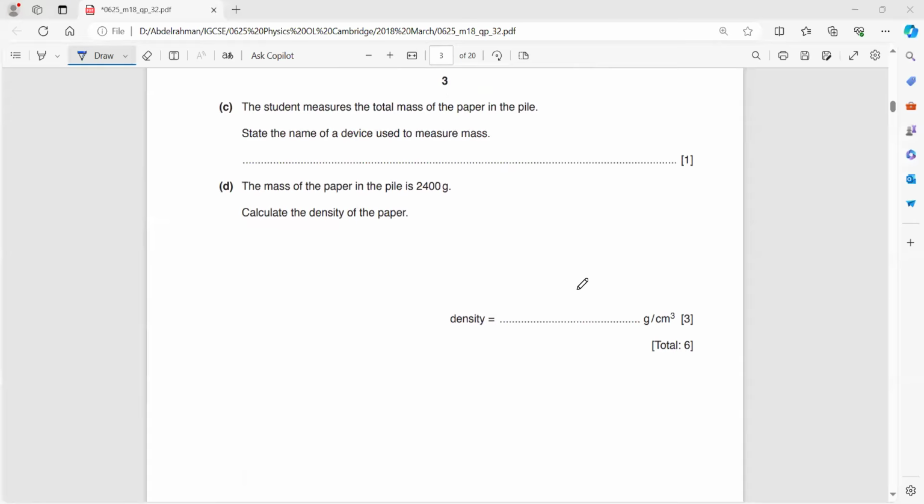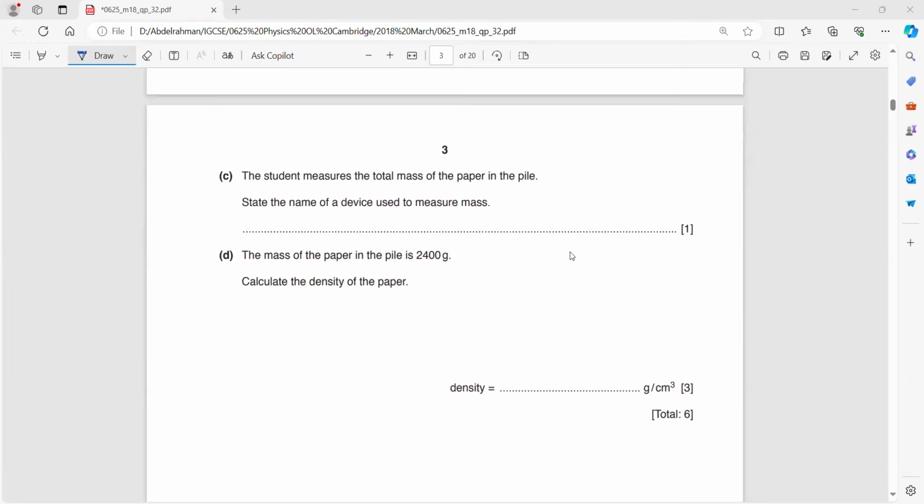A student measures the total mass. What's the device we use to measure the mass? What is the device? Anyone? Balance. Correct. It is the balance.